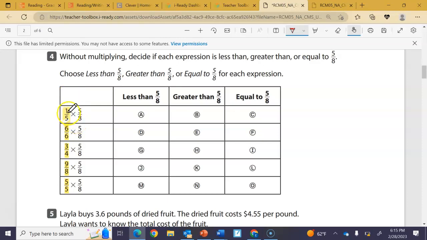So 1/5 is less than 1 whole, so it is less than. 6/6 is equal to 1 whole, so it is equal. 3/4 is less than 1 whole. 9/8 is more than 1 whole, so it's greater than. And 5/5 is also equal to 1 whole, so it is equal.